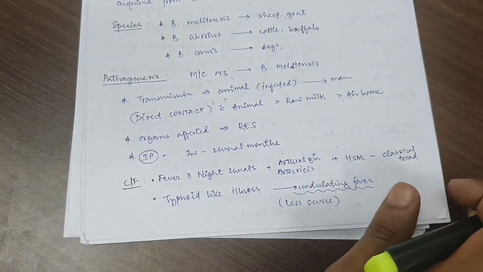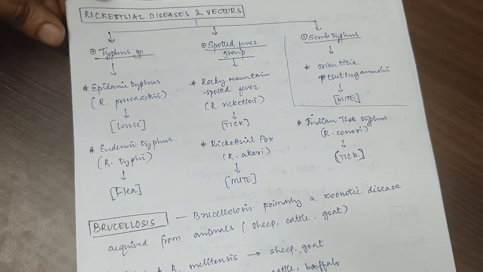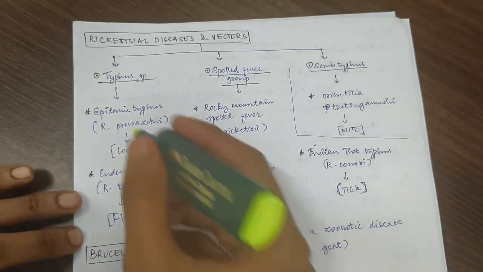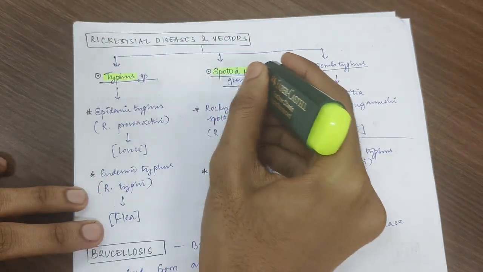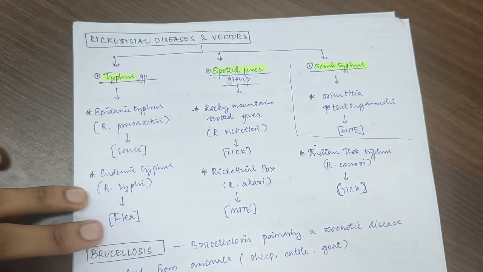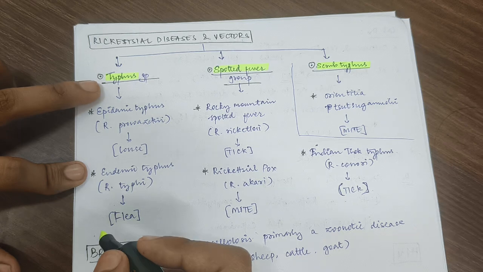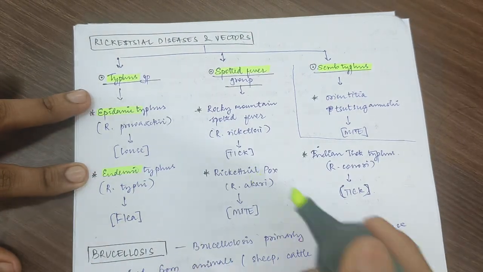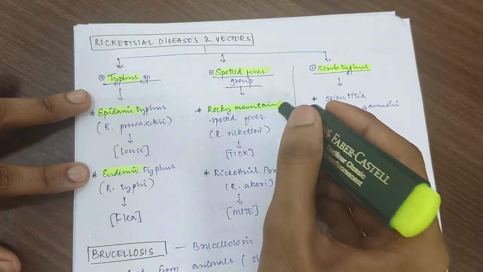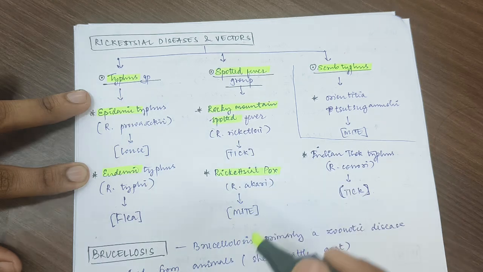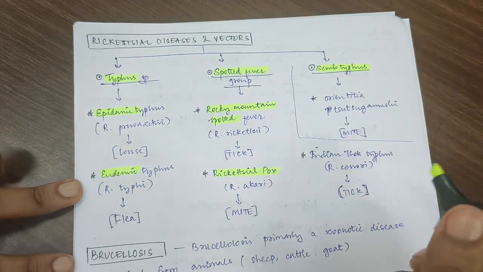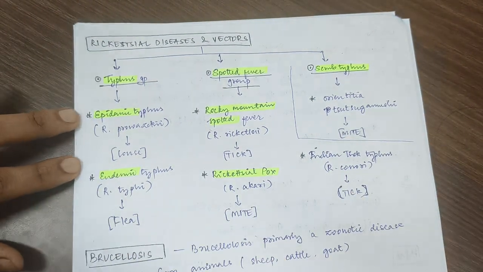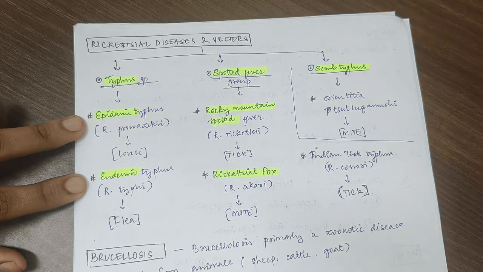Then coming to the rickettsial diseases and the vectors, there are three groups. One is typhus group, then spotted fever group, and scrub typhus. Okay, basically the two typhus are epidemic typhus and endemic typhus. Spotted fevers are Rocky Mountain spotted fever and rickettsial pox, the two seen. In scrub typhus, it is the only disease. So we are going to see the vectors now.